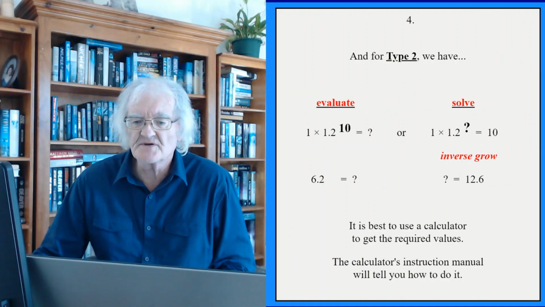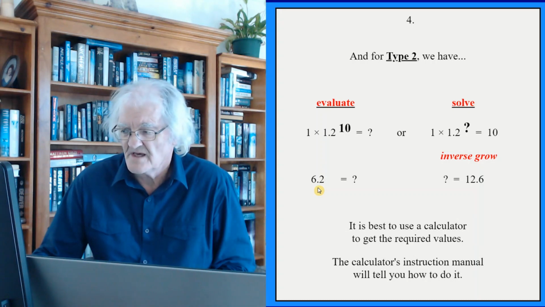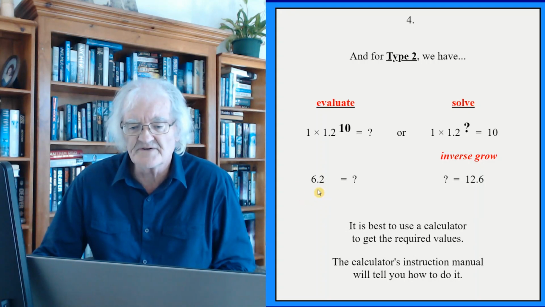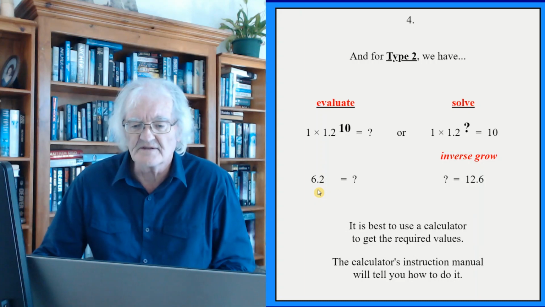And for type 2, we have these possibilities. Starting with the $1, letting it grow by 20% for 10 years would give us $6.2. Notice I've omitted the dollar sign in the calculations, but when I interpret this as an answer, I have to state what its units are.